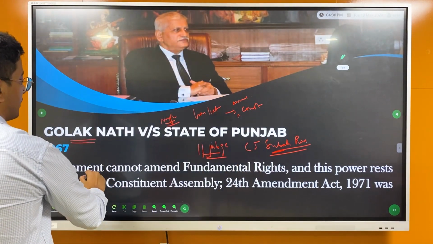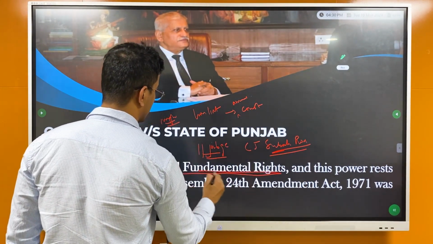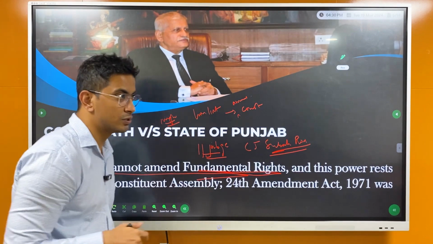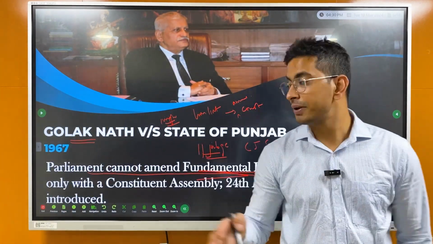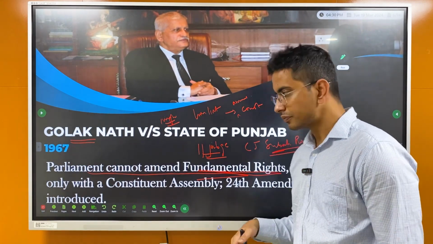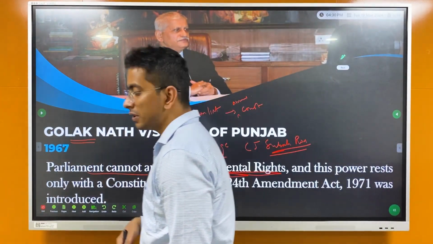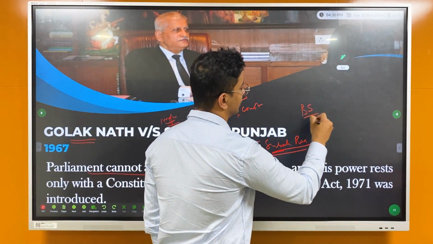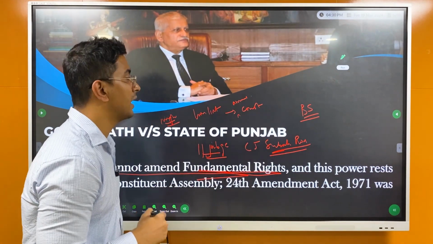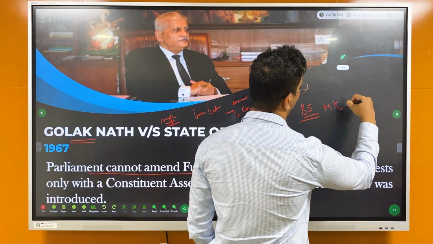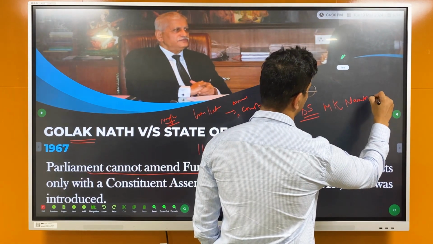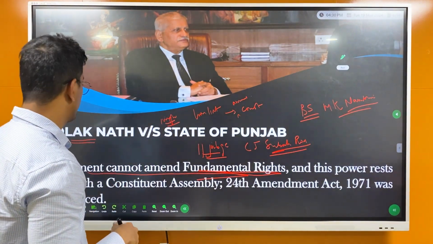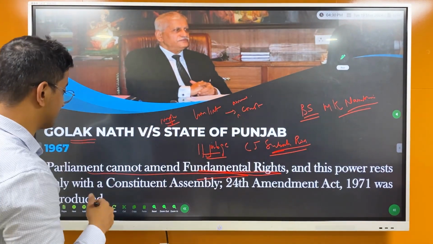So what did it say? Parliament cannot amend fundamental rights. So it took a U-turn. In the earlier case, it said the Parliament had the right to amend fundamental rights. But here in Golaknath, it said it cannot. The word basic structure was used for the first time in this case by M.K. Nambiar. But it resurfaced only in the Keshavananda Bharati case.